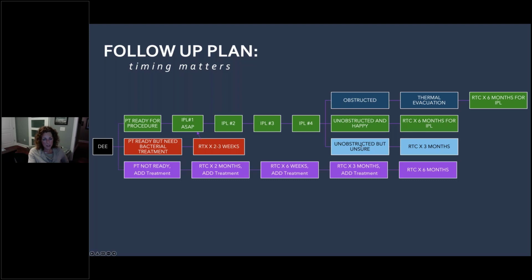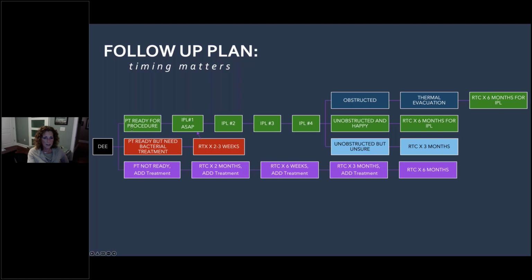If they're unobstructed but not sure or not totally stable, I'll bring them back in 3 months. And I may or may not add a treatment here because it could be that I waited to add CEQA until after IPL. Maybe I was trying to get away without it. And let's say that they are obstructed. At that point, after we're at our 3rd or 4th IPL, I'm going to go ahead and do my thermal evacuation. At that point, they're doing great usually, and I'm going to bring them back in 6 months.